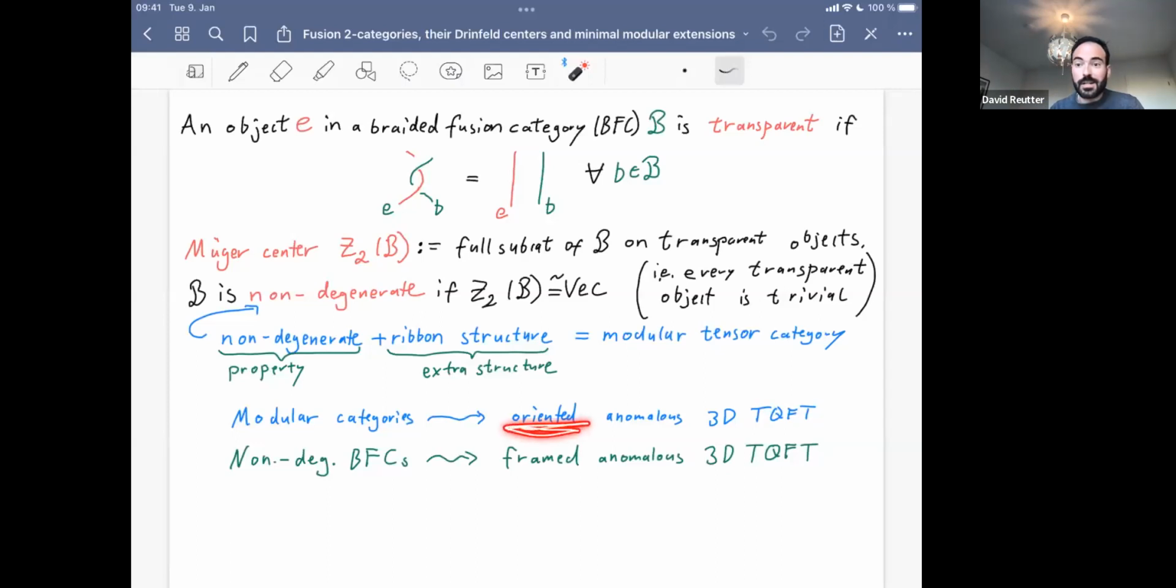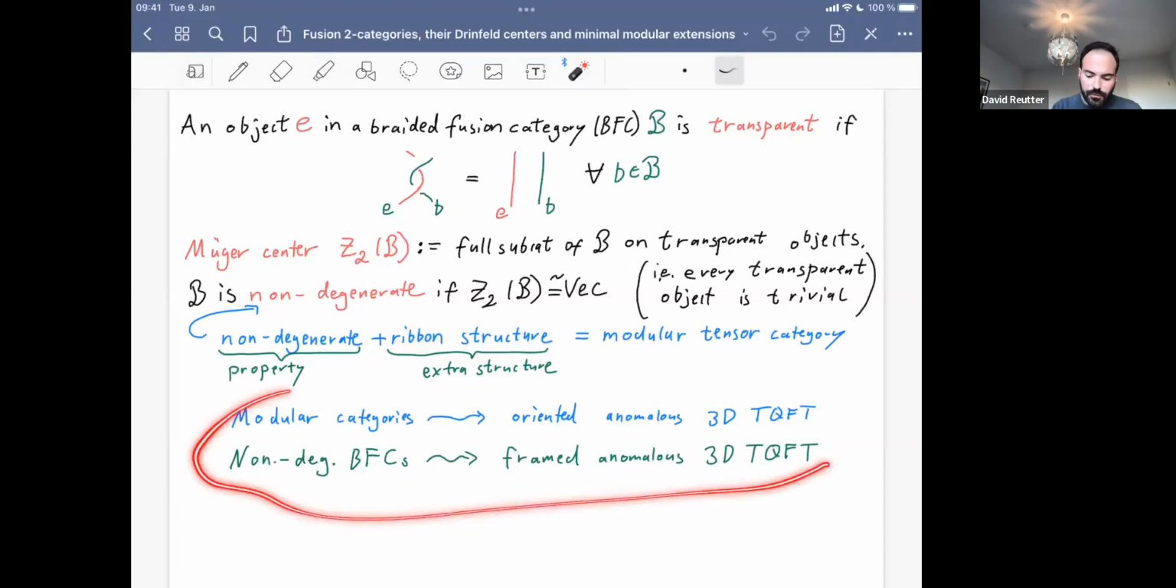And the buzzword here is oriented. If I'm dropping this orientation, that's the same as dropping this additional structure, or lifting the orientation to a framing. What a non-degenerate braided fusion category gives me is a framed anomalous 3+1-dimensional TQFT, or if you want, a framed 2+1-dimensional topological order. So I want to get rid of this ribbon structure for now and just think of the algebraic problem, which is looking at a non-degenerate braided fusion category. This is a bit of geometry mixed in.